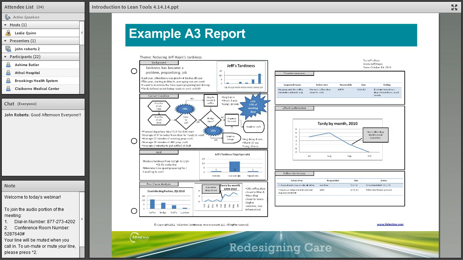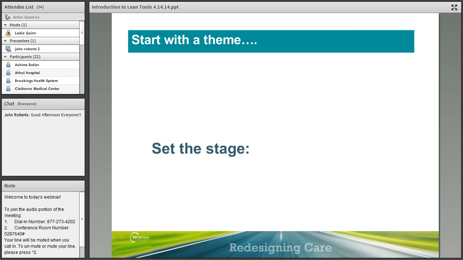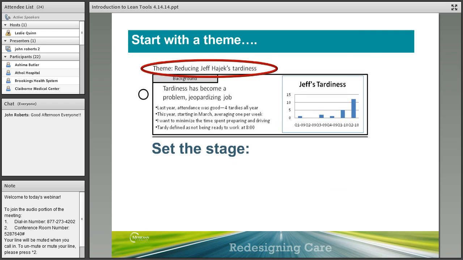So let's take a look at an example of an A3 report. Again, you can see here's the full A3 report. Going through, again, we talked about the background, current condition, goal, root cause analysis. On the left-hand side, we see the countermeasures, the effect confirmation, and follow-up action.